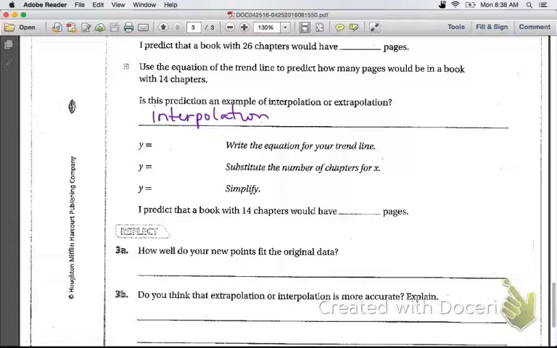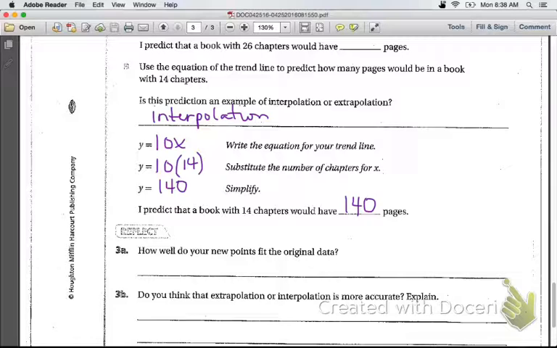We can look at the graph and see it. The previous example was outside of the graph of information. So again, we write our equation of a line, 10x, substitute in the value for x, we get 140, so there'd be 140 pages. How well do your new points fit the original data? They fall pretty close, so they fit well.